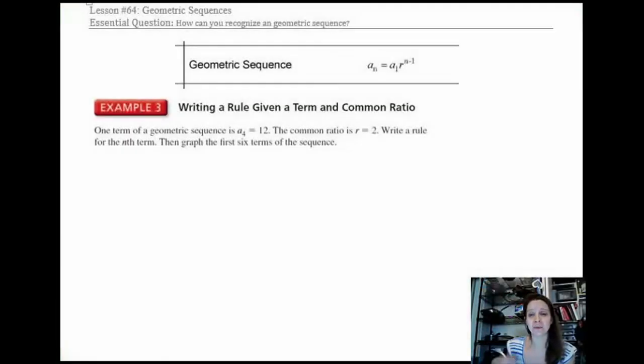16. Good news, on the reference sheet given to you for the Regents exam, they do have the geometric sequence formula, so you do not have to memorize it.